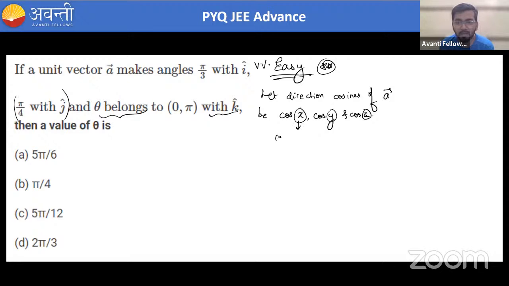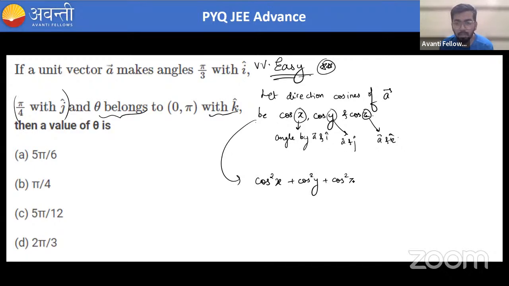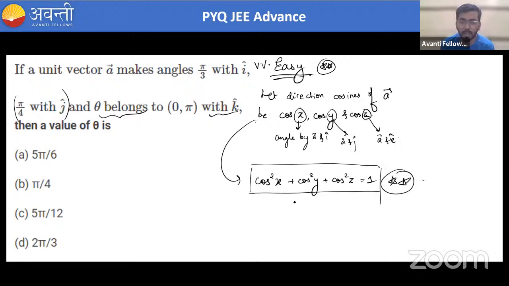The angle made by a bar and i cap. Similarly, y is the angle made by a bar and j cap, and z is the angle made by a bar and k cap, right? So the property of direction cosines of a vector is that cos square x plus cos square y plus cos square z should be equal to 1, right? So this is the property that is going to solve our question, okay?